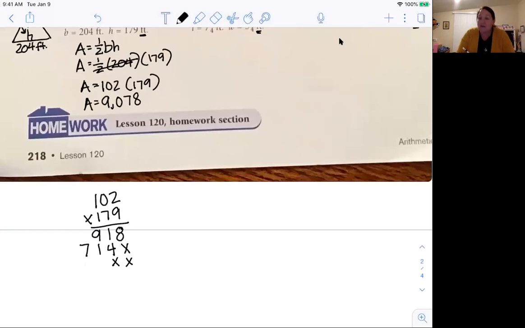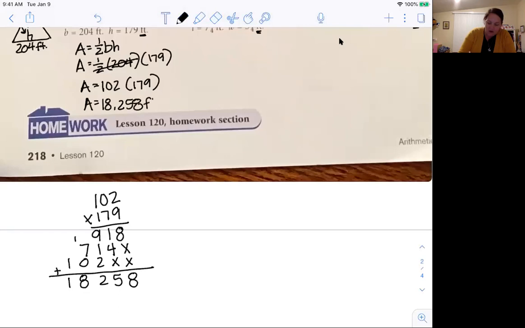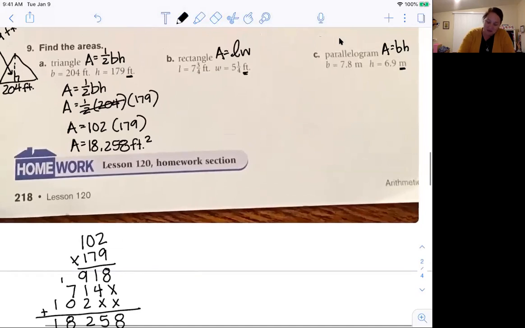Most of the time when we make mistakes, it's not because we don't know how to do it. It's because we're rushing. So let's put 201, and it's going to be such a better number now. 8, 5, 2, 1, 8, 1, and you get 18,258. So let's erase that because it's not 9,000. 18,258 square feet.